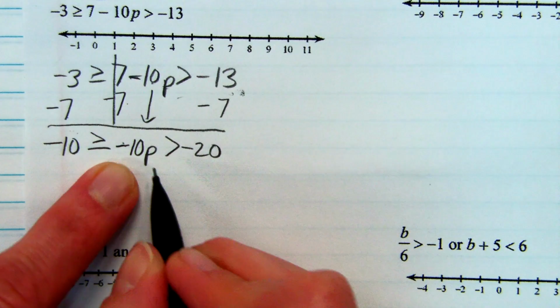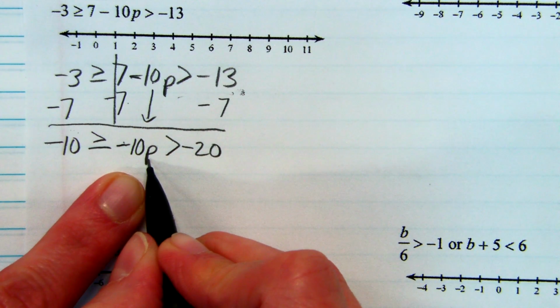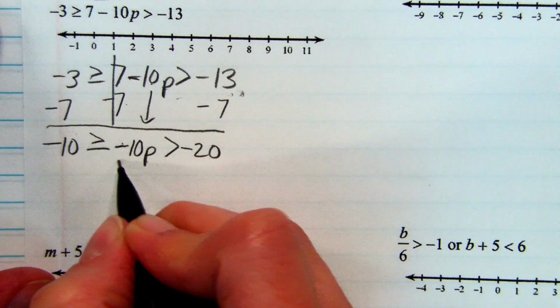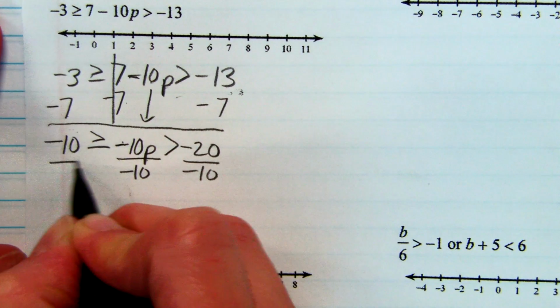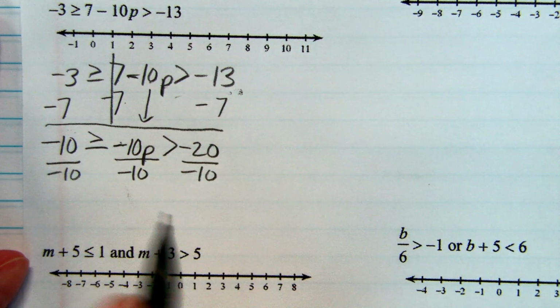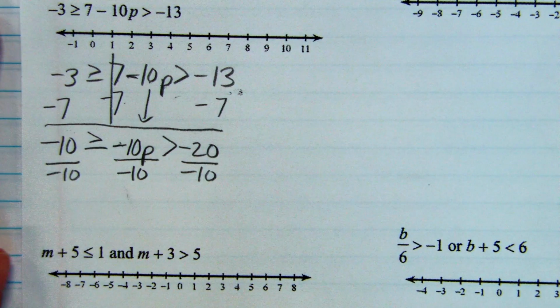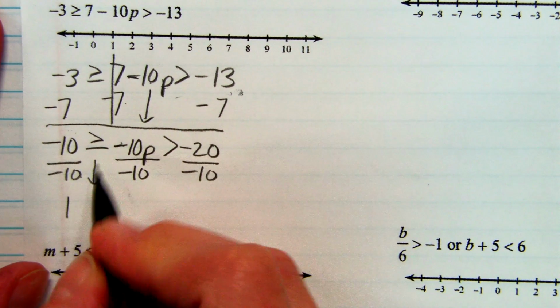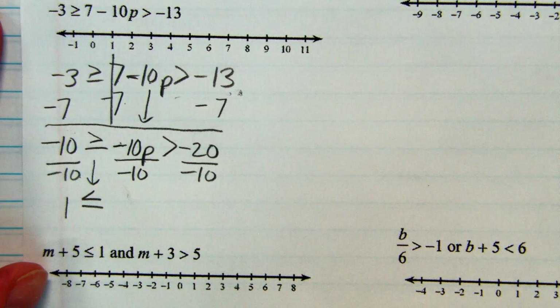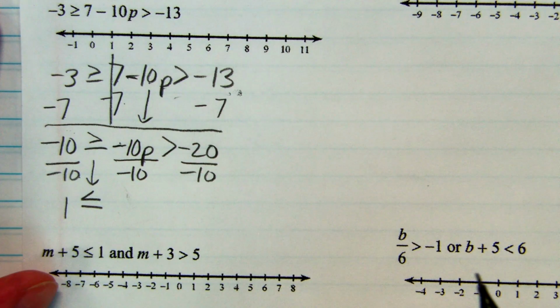Okay? So now, what's my next step to get p by itself? Now, when we divide inequalities by a negative, we have to flip them, which we talked about last week. So negative 10 divided by negative 10 is 1. This symbol goes, whoop, it flips. In the PowerPoint that we had, it made a little sound.